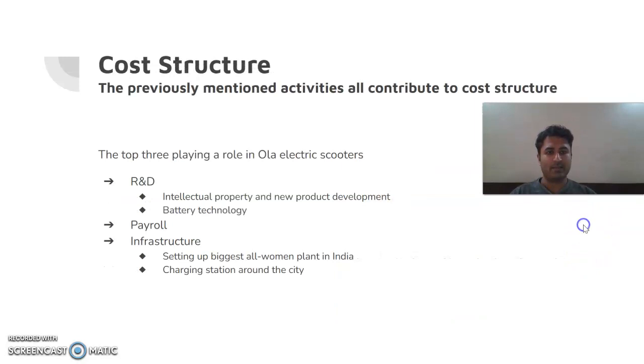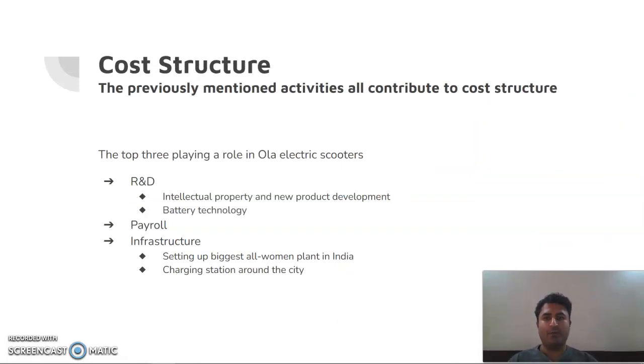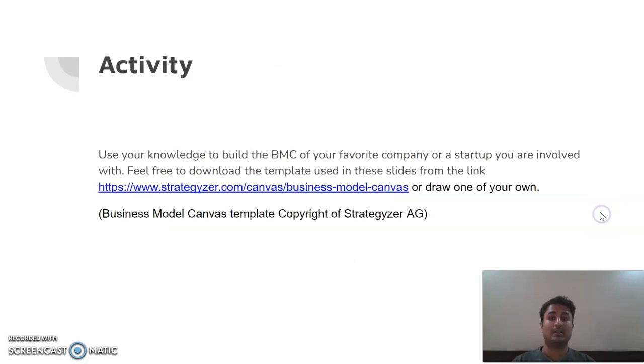In the next slide, we will discuss cost structure. The previously mentioned activities all contribute to the cost structure. The top three playing a role in Ola electric scooters is R&D, payroll, and infrastructure. There are other costs associated with the business, but these three are the main ones.